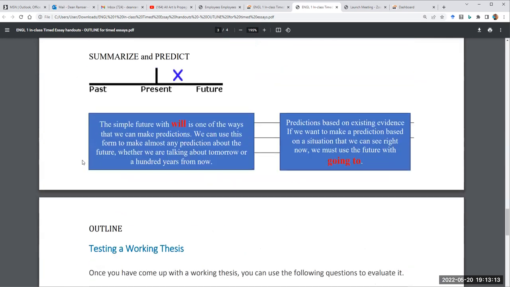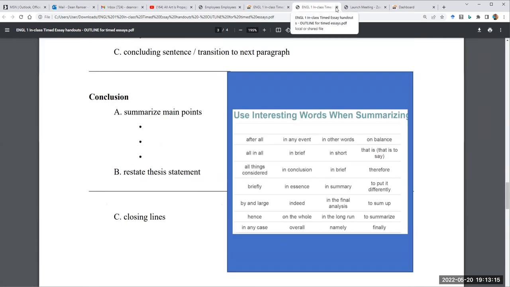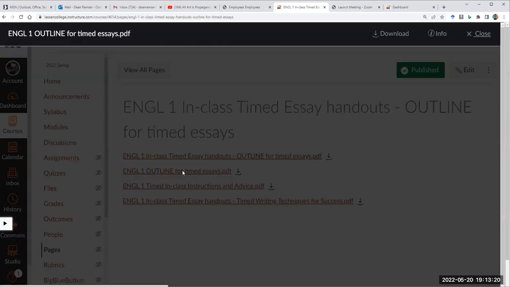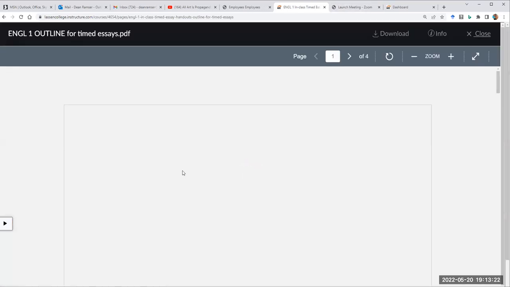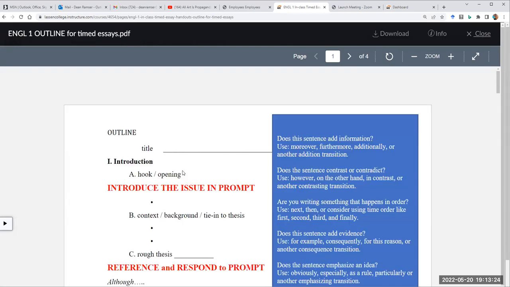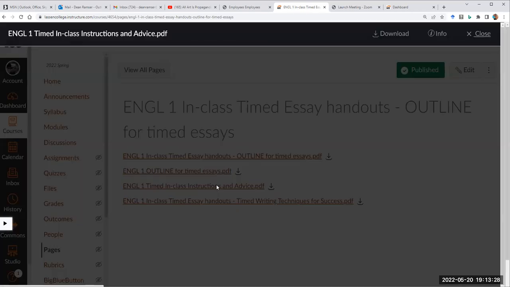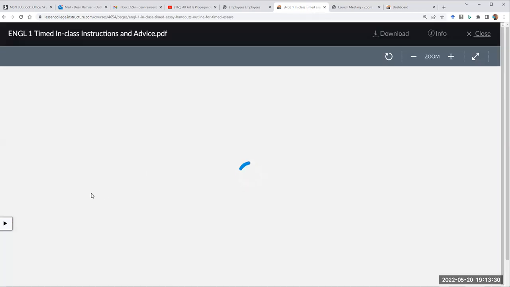I don't remember this before. So that's that. Let me close this. Next one is the outline for timed essays. Okay, that's the same thing. Close that. Time in class instructions.